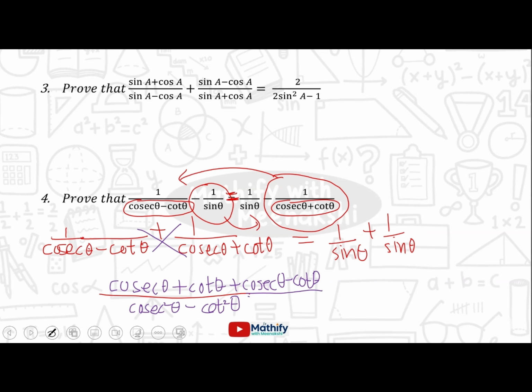Can we cut something here? Yes, cot theta, cot theta. So we are left with 2 cosec theta. And in the denominator, what is cosec square theta minus cot square theta? It's 1. Just see in RHS, what we get is 1 by sine theta plus 1 by sine theta, and 1 plus 1 is 2. And what is 2 by sine theta? It's 2 cosec theta. So again, it's equal. Hence proved. Let's move to the next topic.